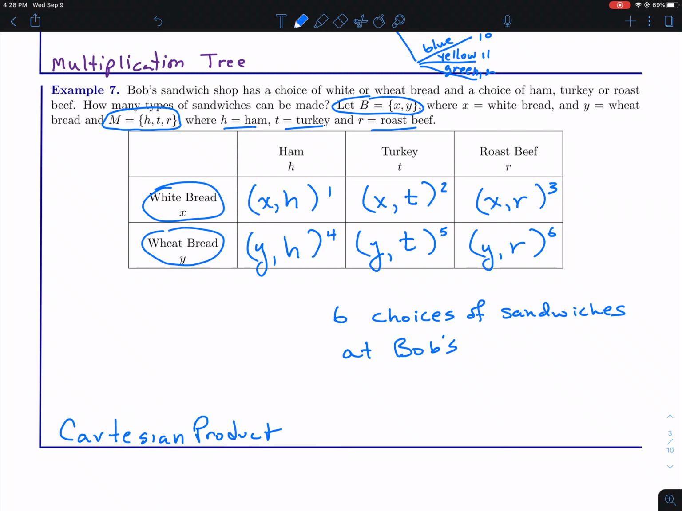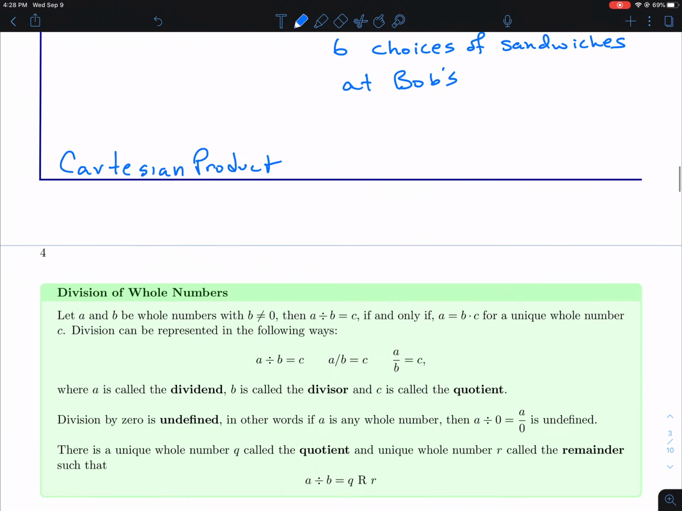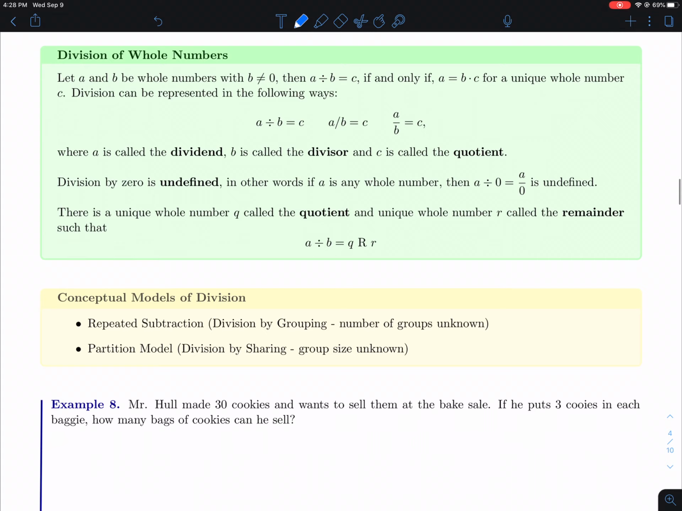So let's go ahead and talk about division here real quick. So again, we've got our nice little definition for division. And there's a few different ways you can actually write division. In the first case, we've got A divided by B equals C, with our normal division sign. We can also write it in this slash form, which is a way to write a fraction sideways. And then we've got our regular old fraction form, A over B equals C.